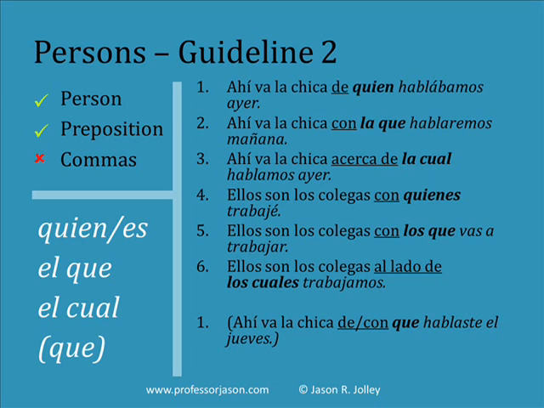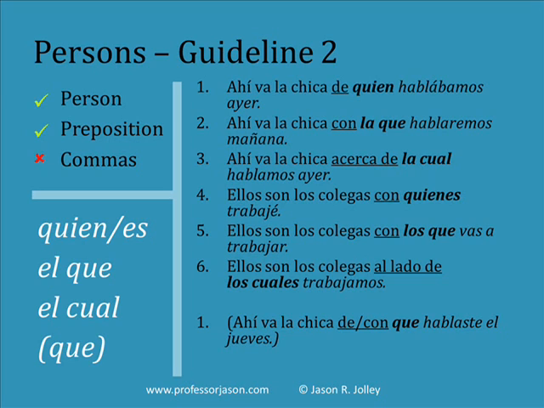Ellos son los colegas con quienes trabajé, con quienes. Ellos son los colegas con los que vas a trabajar, or ellos son los colegas al lado de los cuales trabajé. Now look at the last example. Ahí va la chica de que hablaste el jueves, of whom you spoke on Thursday, o ahí va la chica con que hablaste el jueves.